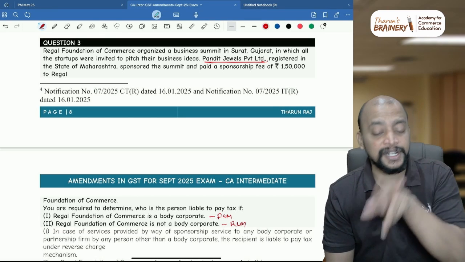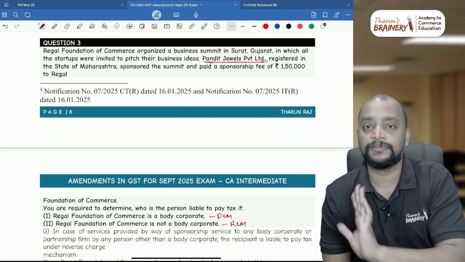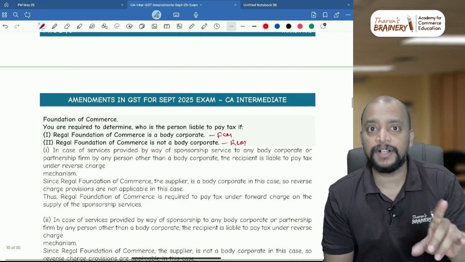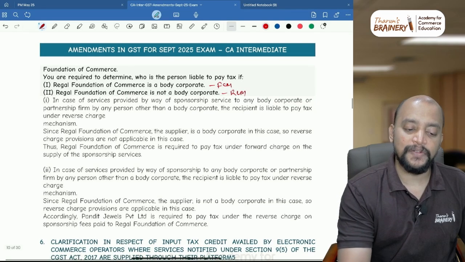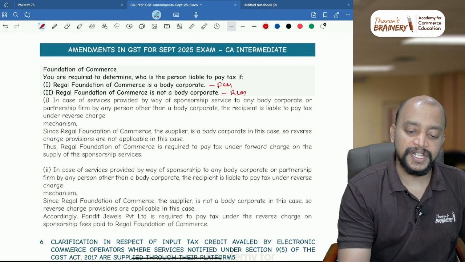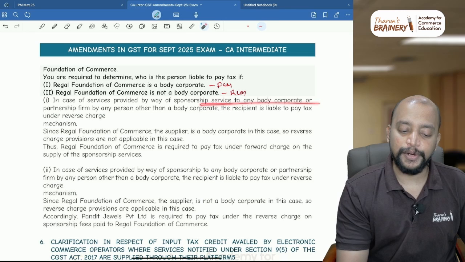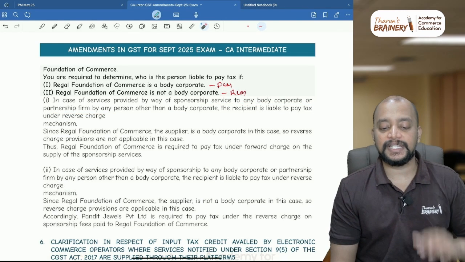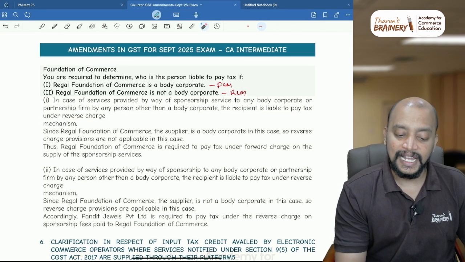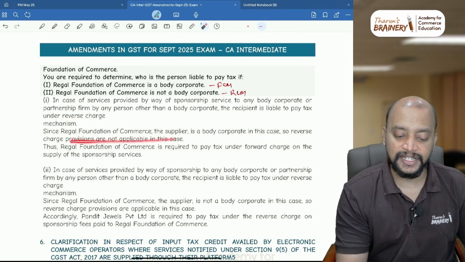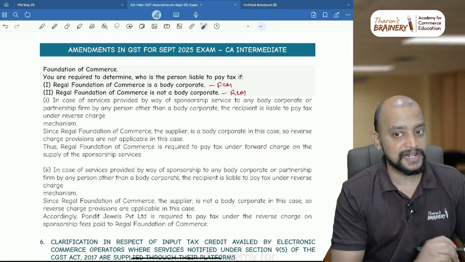Supplier other than body corporate, recipient is body corporate or firm. Okay, firm means partnership firm, includes LLP. So first case, in case of service provided by way of sponsorship service to any body corporate or partnership firm by any person other than body corporate, the recipient is liable to pay under reverse charge. Since Regal Foundation is body corporate, reverse charge not applicable, so therefore it will be forward charge.